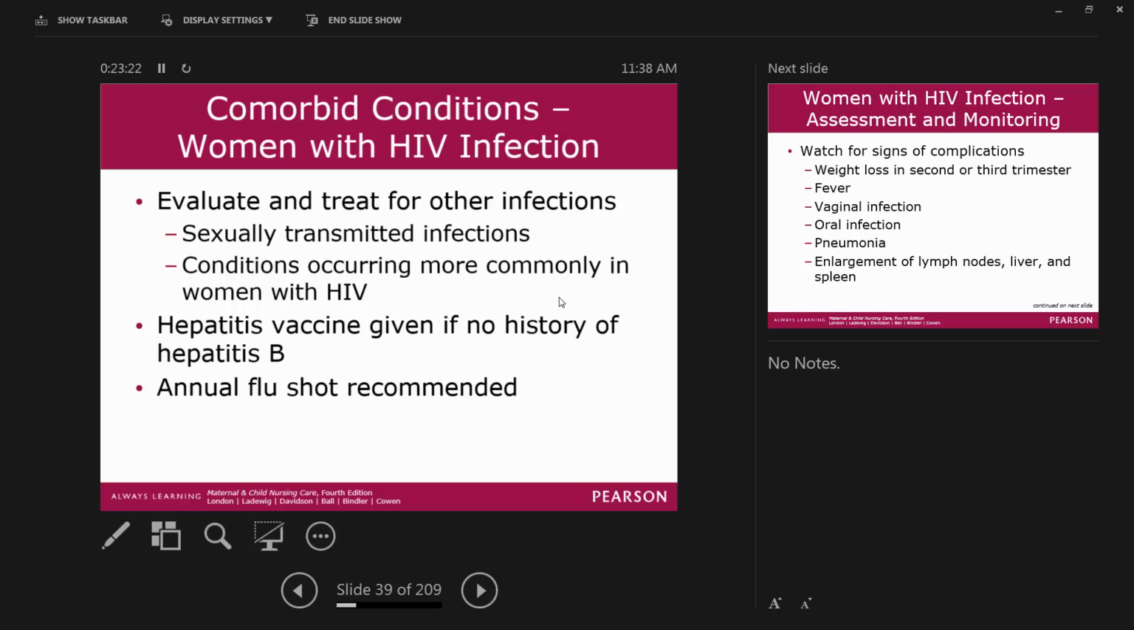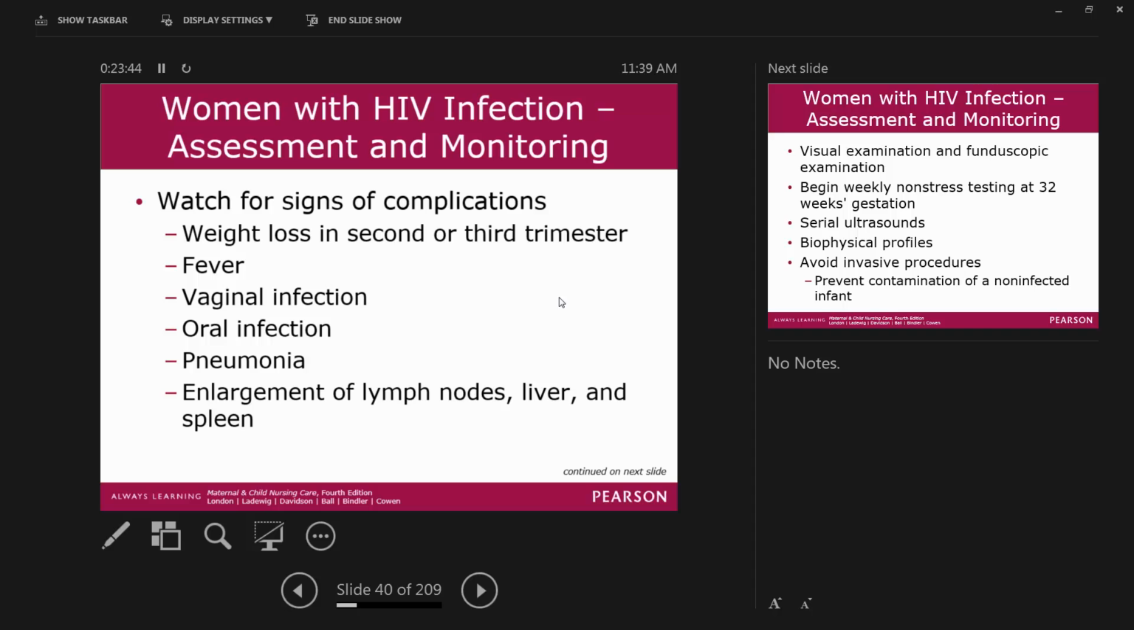All right, so if your patient has HIV, then she might have some other diseases that you'll need to test for. The big one being hepatitis B as well. I mean, hepatitis B isn't a sexually transmitted disease, but it's another disease that is common with the HIV infection. Here are your signs to watch with your mom.